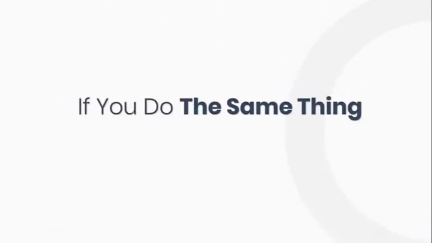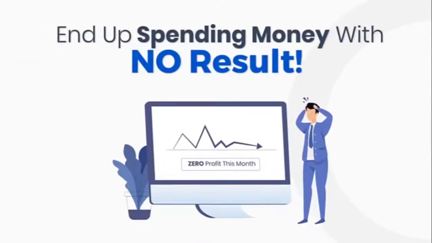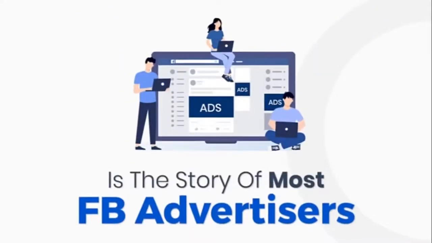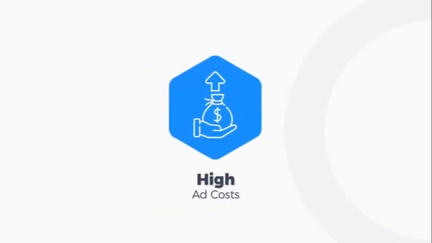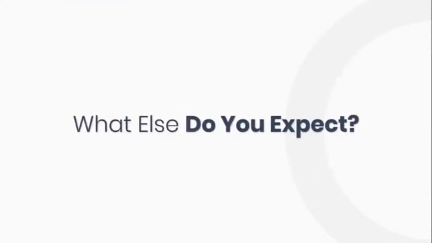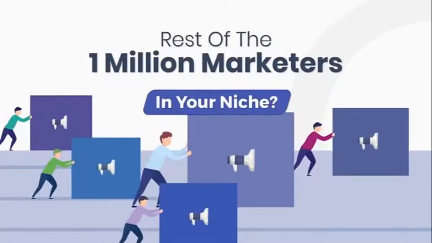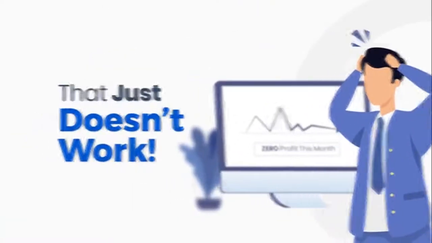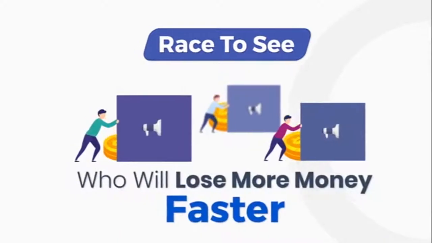Why? Well, if you do the same thing as everyone else, you will only end up spending money with no or little results to show for it. This, in fact, is the story of almost every Facebook advertiser out there right now. They're struggling with high ad costs, low click-through rates, and lower conversions. What else do you expect when you do the exact same thing as the rest of the 1 million marketers in your niche? That just doesn't work. All you've done is get into a bidding war with the competition, a race to see who will lose more money faster. It's time to change this.